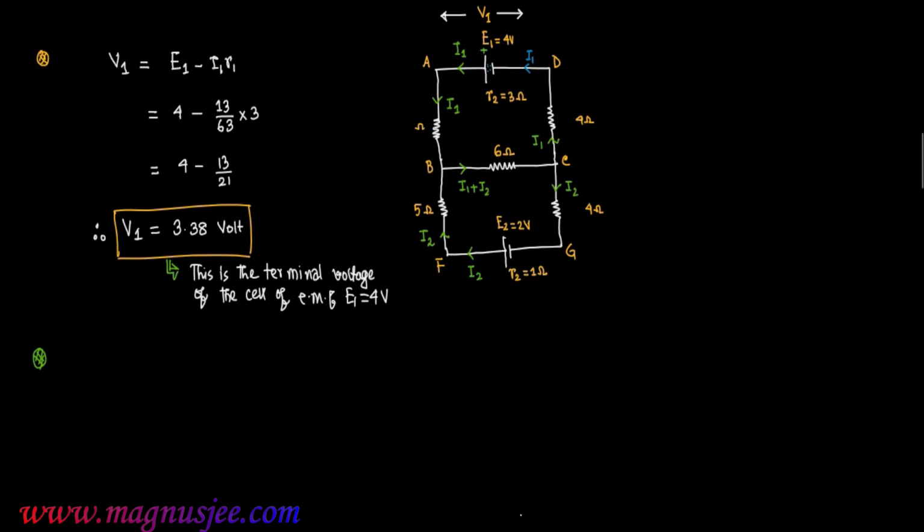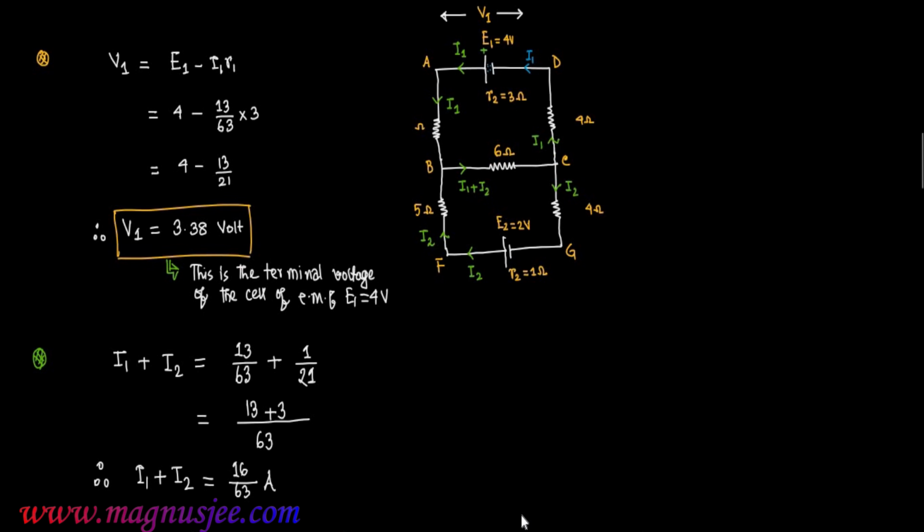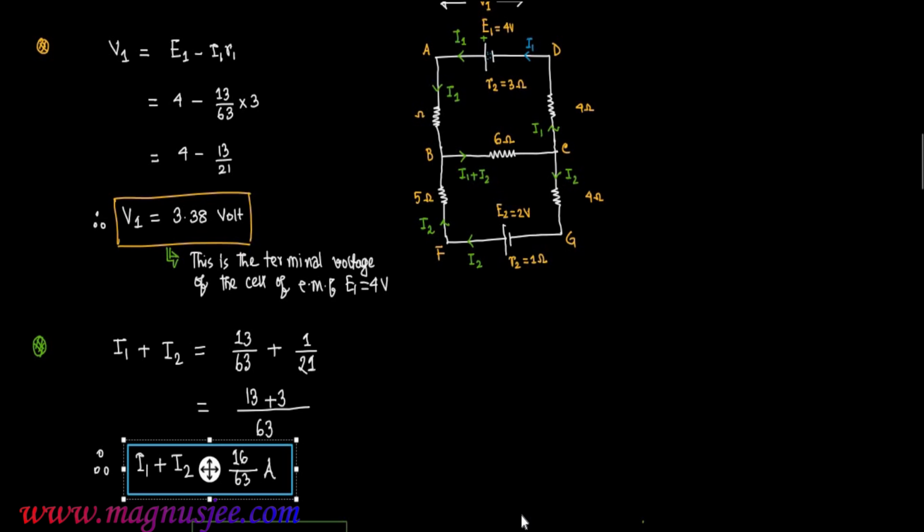Now we have to find the current flowing through the 6 ohm resistor between the 2 points B and C in the circuit. That is I1 plus I2. If we add the current I1 with the other current I2, we get 13 by 63 plus 1 by 21. In the denominator we have 63, doing LCM, 13 plus 3 divided by 63. Therefore, I1 plus I2 is equal to 16 by 63 ampere.